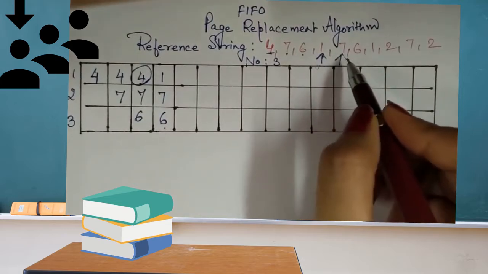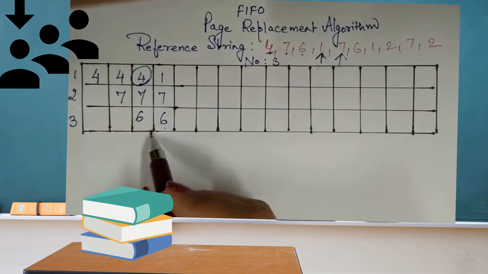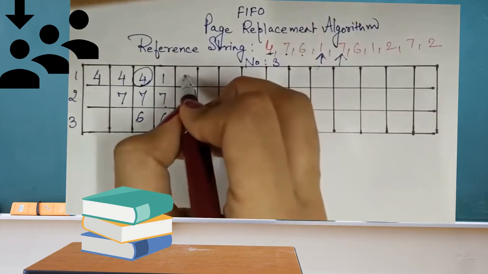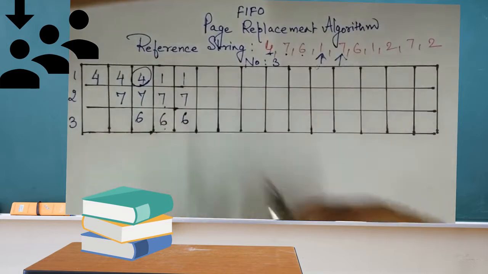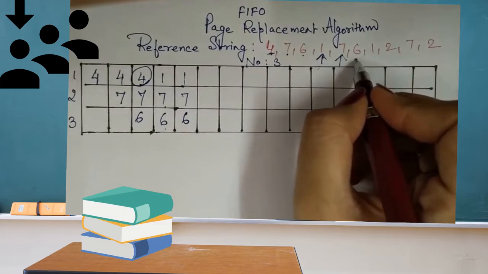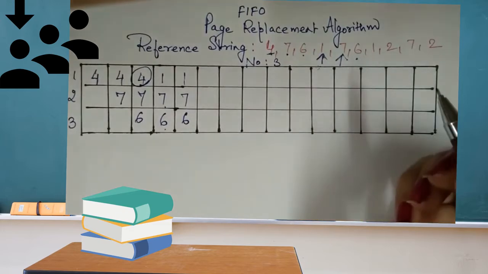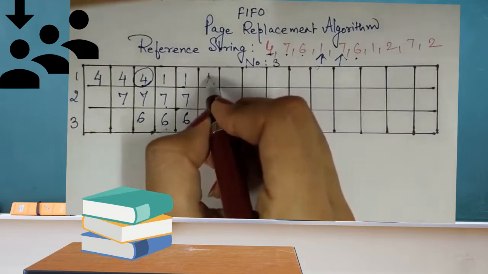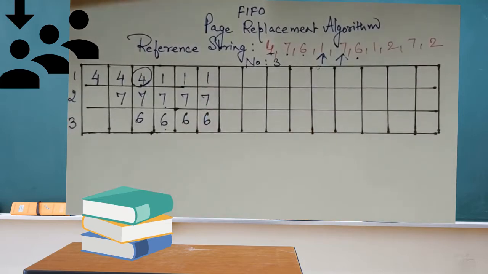Now let's come to 7. First we'll check whether 7 is present in my memory or not. We see that 7 is already present, so we make no replacement and it remains the same. Now come to 6. We need to check whether 6 is there in my frame or not. We see that it is present in the memory, so no replacement is made.